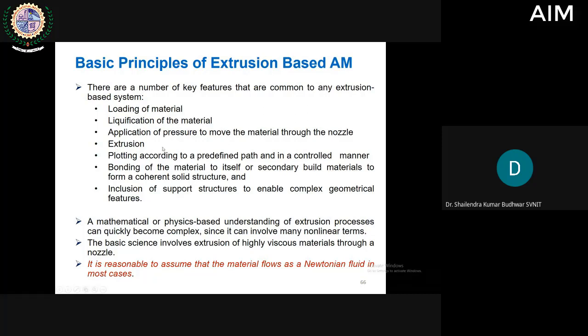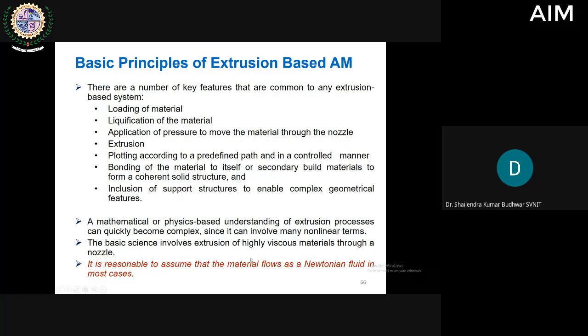Then the nozzle mechanism: what should be the diameter of that nozzle, floating according to a predefined path and in a controlled manner. Then bonding of the material to itself, and secondary build material to form a coherent solid structure. Here secondary build material means the material which is used for supporting, to make the supports of the main material, that main component. Then inclusion of support structure to enable complex geometrical features.